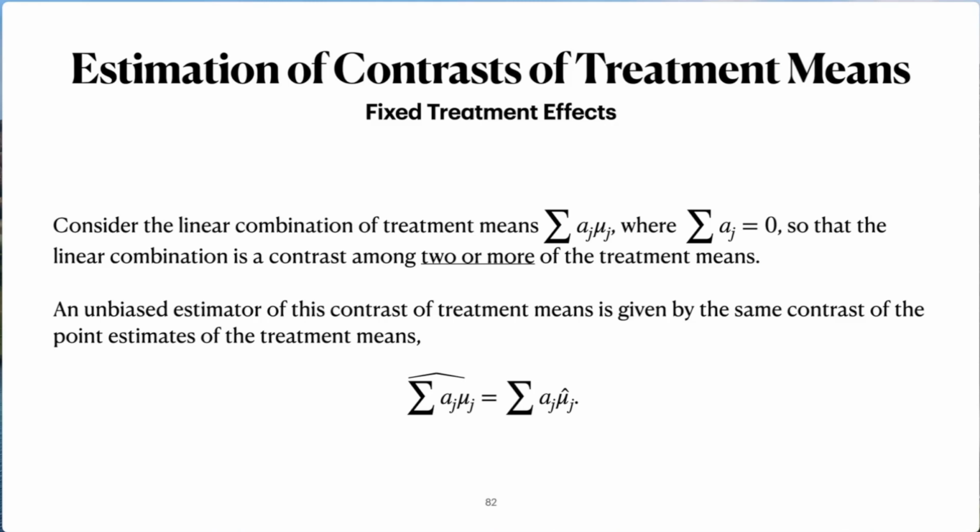Now, an unbiased estimator of this contrast of treatment means is given by the same contrast, but of the point estimates of those treatment means. We'll denote the estimate of our contrast by the sum a sub j times mu sub j with a big hat on top. We're estimating that entire thing, and because of linearity, this is given by the same linear combination, or contrast, of the point estimates of the treatment means: the sum of the a sub j's times the corresponding mu hat sub j's. That's how we come up with a point estimate for this contrast.